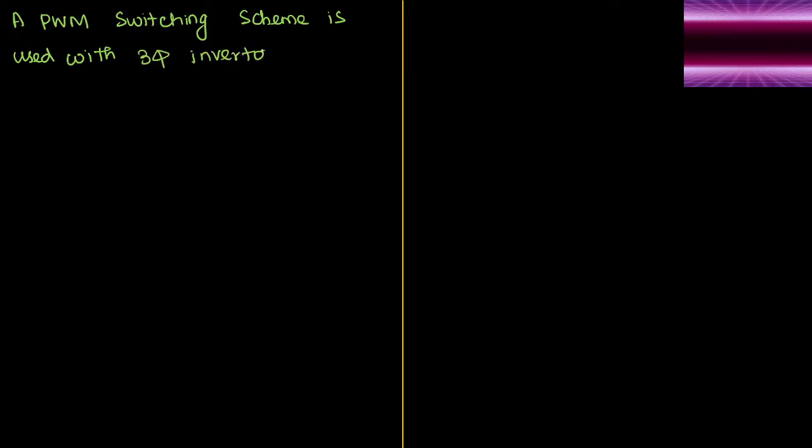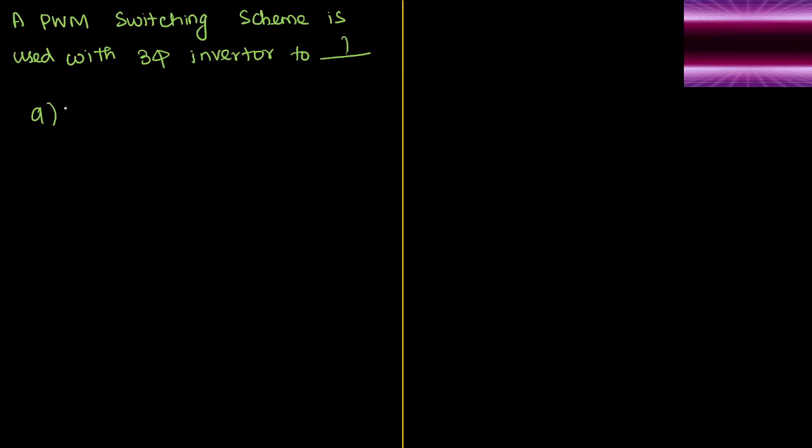The question is on the PWM technique. A pulse width modulation switching scheme is used with a 3-phase inverter. Why are we using this pulse width modulation switching scheme in the case of a 3-phase inverter? For that they have given options.